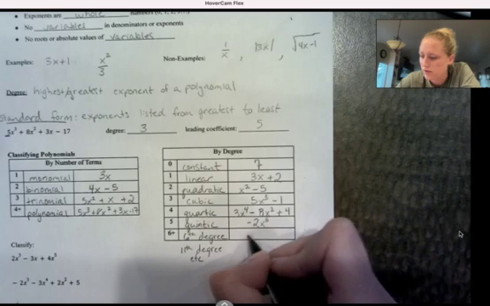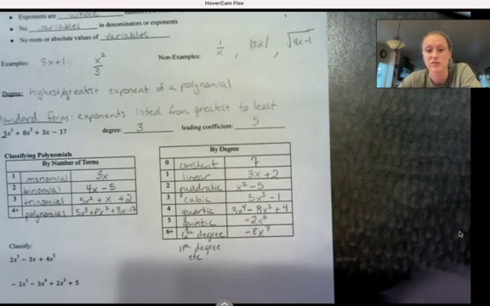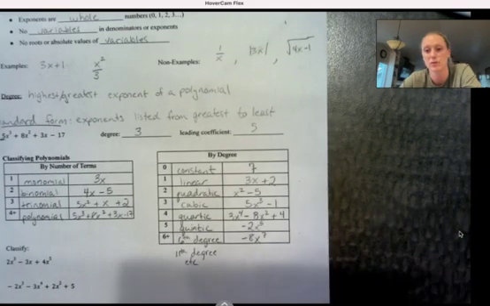So let's do the 7th. This would be to the 7th. This would be a 7th degree monomial.